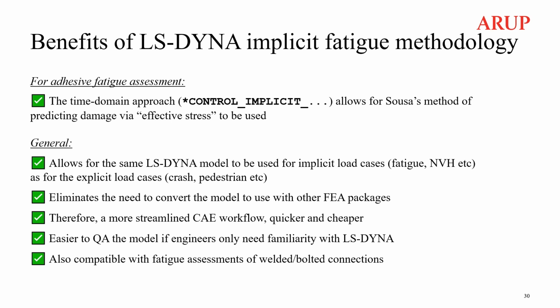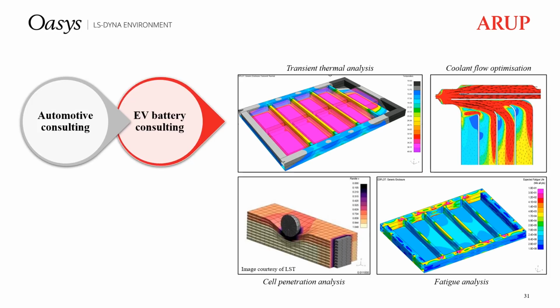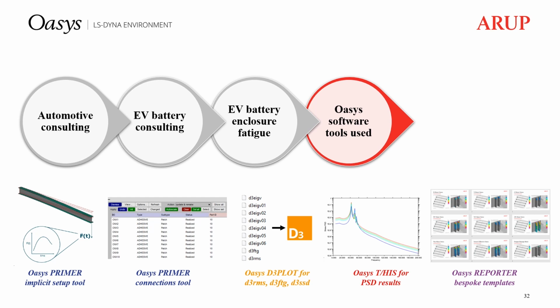Turning again to the Arup and Oasys capabilities around electric vehicle battery consulting, we can see where fatigue analysis fits into the bigger picture of design. Some of the specific Oasys software tools used during this LS-DYNA fatigue assessment methodology include the Primer Implicit Analysis Setup tool, the Primer Connections Manager tool, and a range of other powerful everyday Primer tools whilst creating and modifying the LS-DYNA model. D3plot is fully compatible with the D3RMS, D3FTG, and D3SSD files which get generated by LS-DYNA from these analyses. And THIS is powerful for reading and comparing frequency domain PSD results, as well as the time domain data.